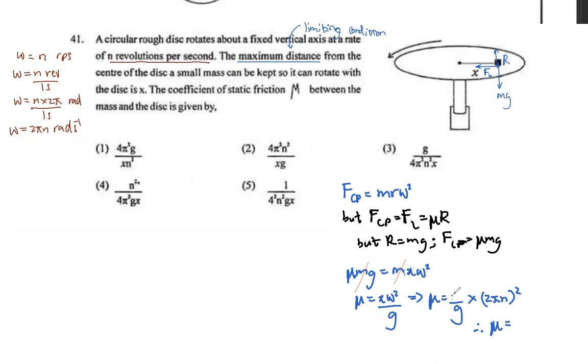Okay, well, is there an answer? We are getting this but upside down. I hope I'm not making a mistake. The coefficient of static friction between the mass and the disk is given by, are you getting this answer? You guys tell me if you got this answer. 4 pi squared n squared x over g. Right, okay, then we'll settle with this now.